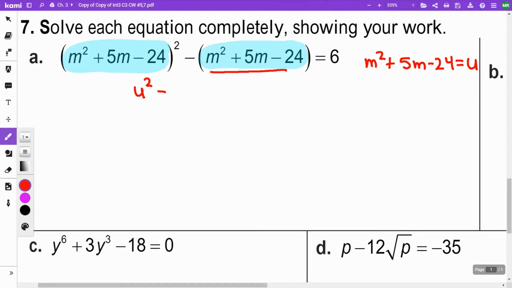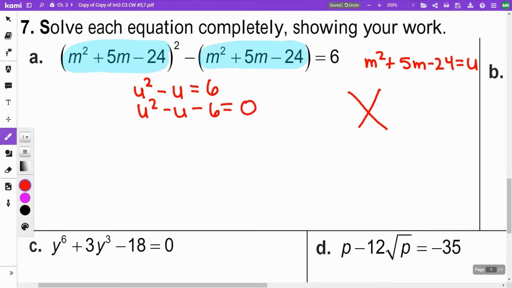and again here, this is the same thing. So in place of those, I'm going to write u equal 6. Now I have a quadratic. I am going to get this to be equal to 0. I am going to minus 6 from both sides, and I'm going to factor.